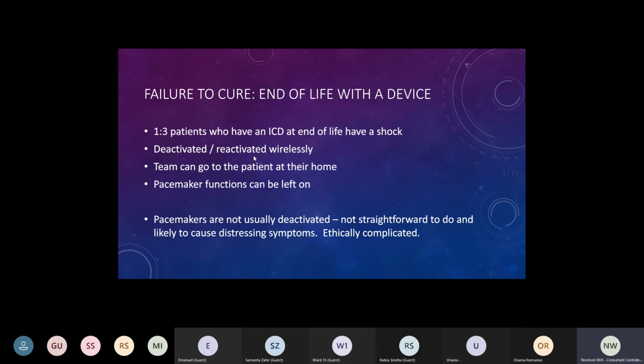Maybe they've got COVID-19 and they're critically unwell with COVID-19, and resuscitation isn't going to help them. But having got through COVID-19 and recovered from it, it's maybe entirely appropriate for them to have it reactivated.